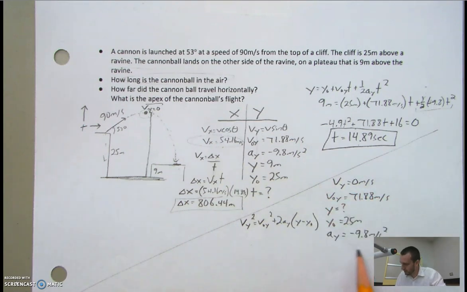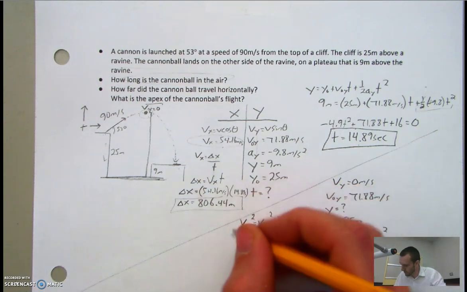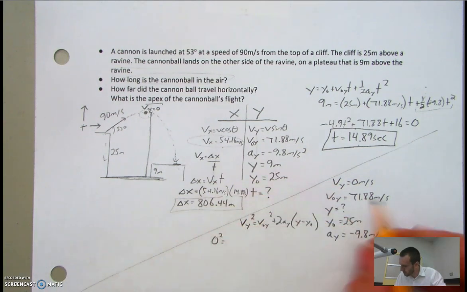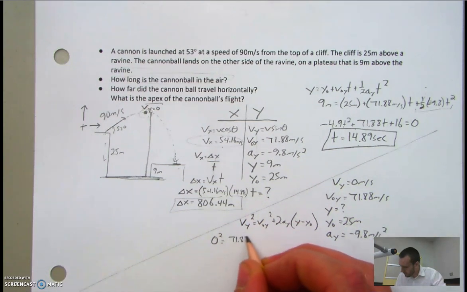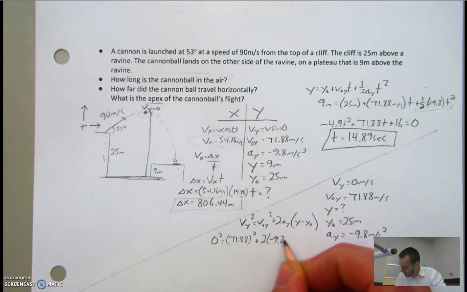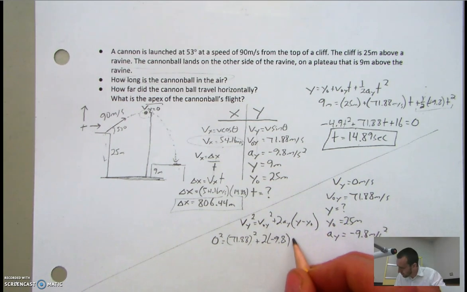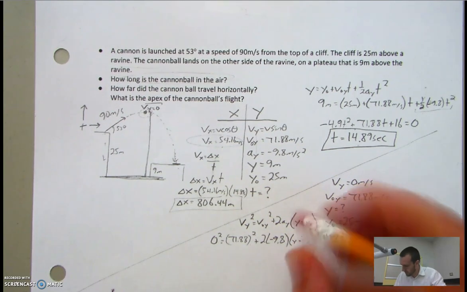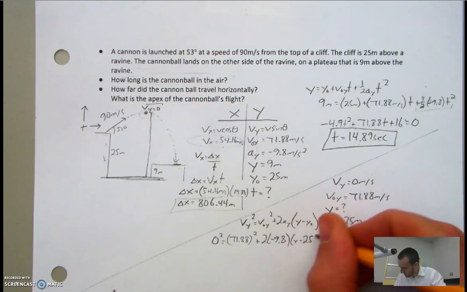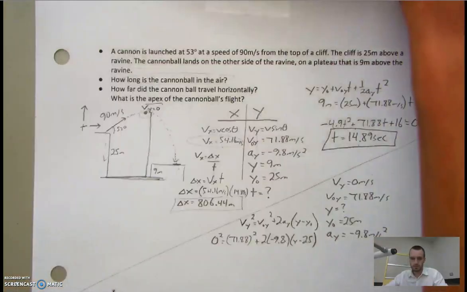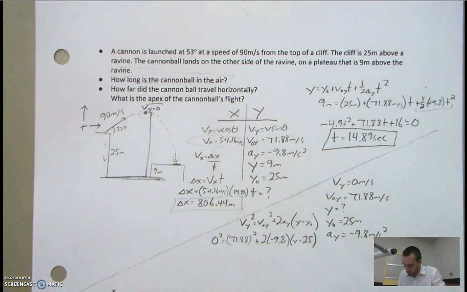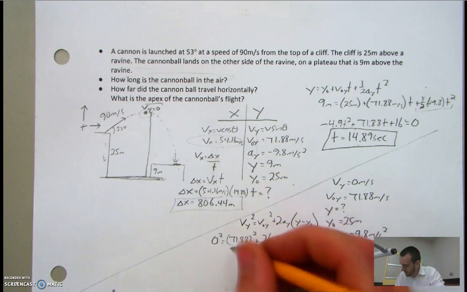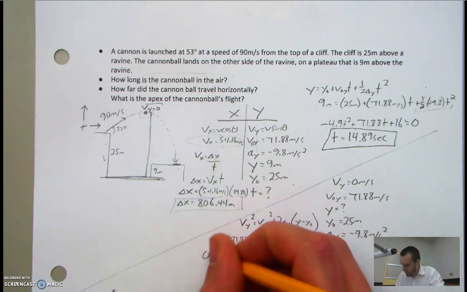And if we start plugging stuff in, we quickly realize, you know what, we do have enough information here. We have 0 squared equals 71.88 squared plus 2 times negative 9.8 times, our y is what we're looking for, and our initial height was 25. And all we have to do is use some algebra to solve for this. So it's pretty quick steps from here. We do 71.88 squared, and that turns out to be a pretty big number.